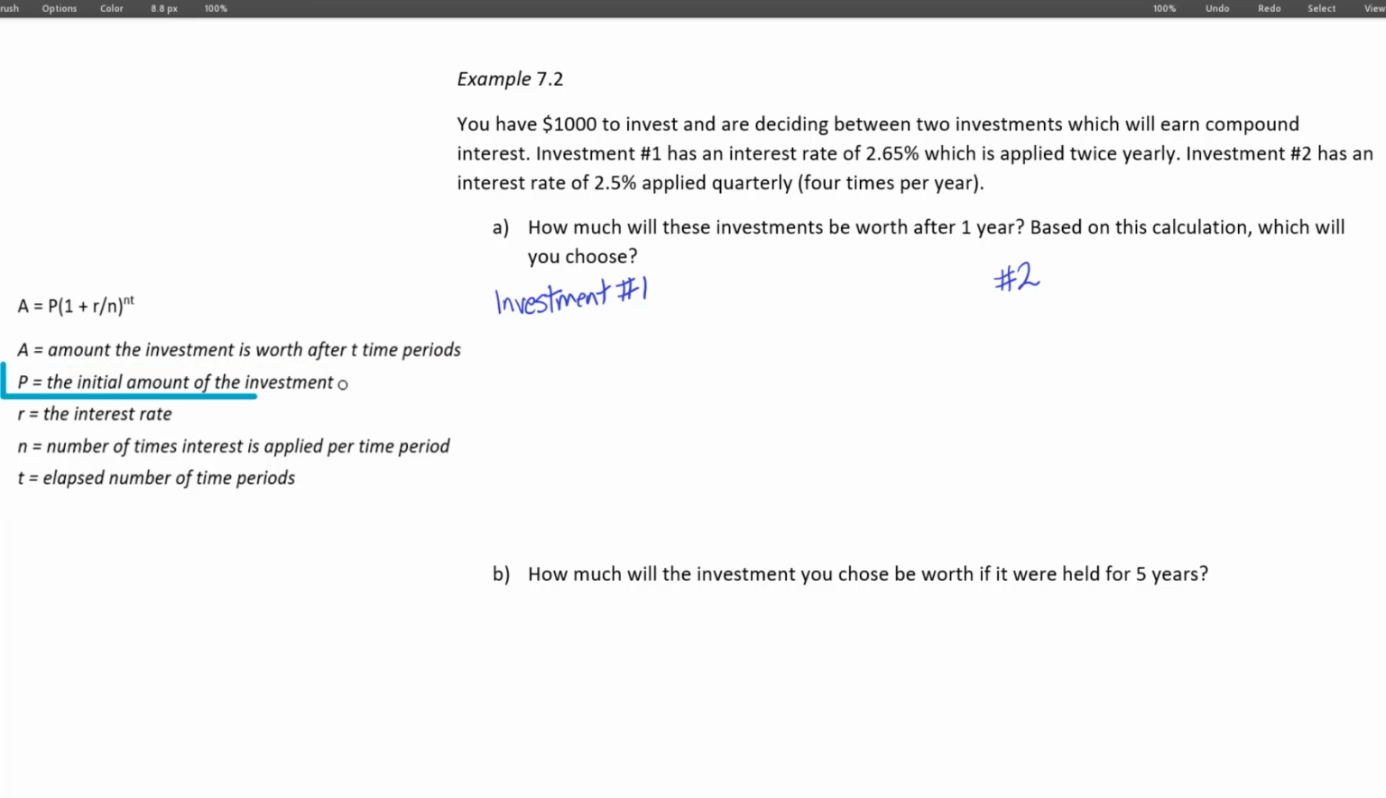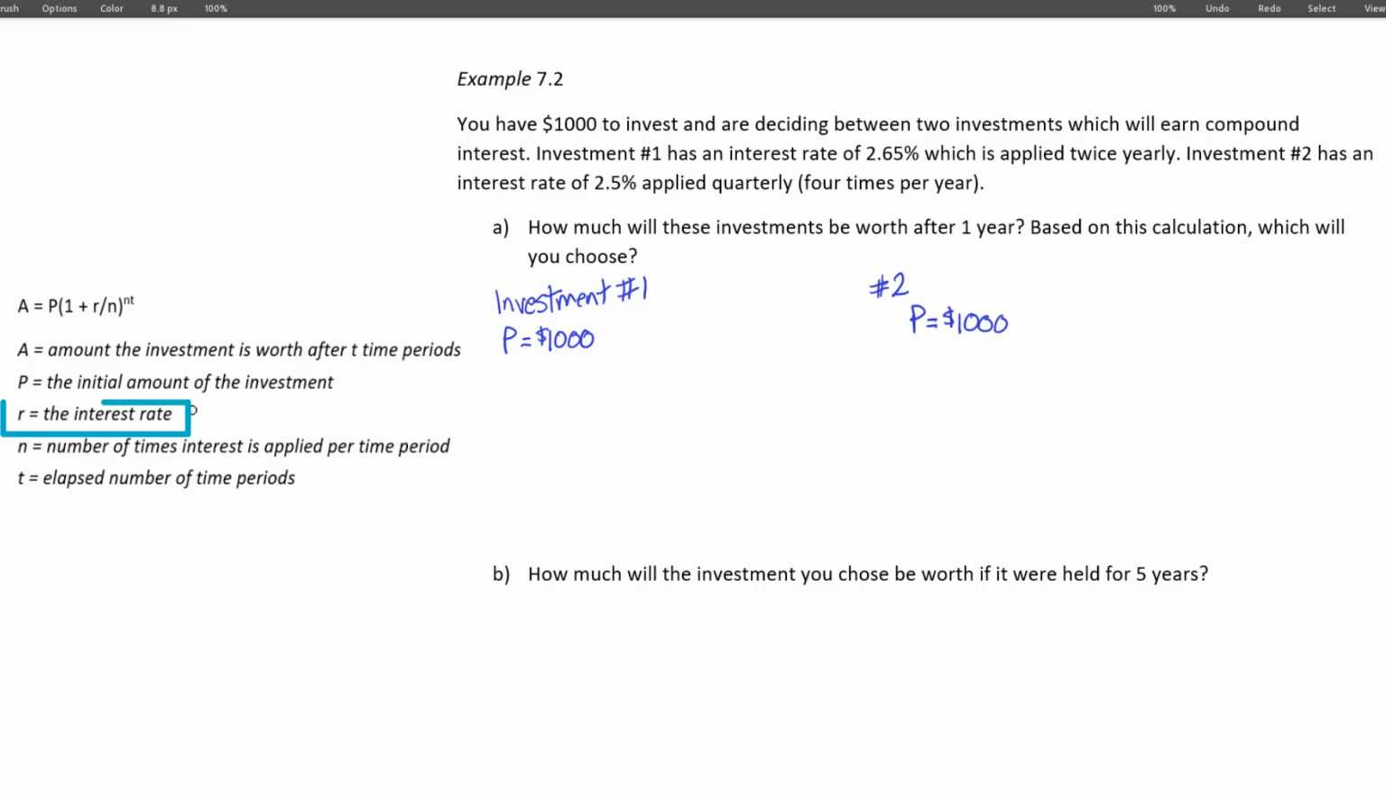So P is the initial amount of the investment, and for both investments, we're considering the same initial amount, which is P equals $1,000. Since we're putting in our principal, the initial investment, in dollars, we're going to get out A, the amount the investment is worth after T time periods, in dollars.